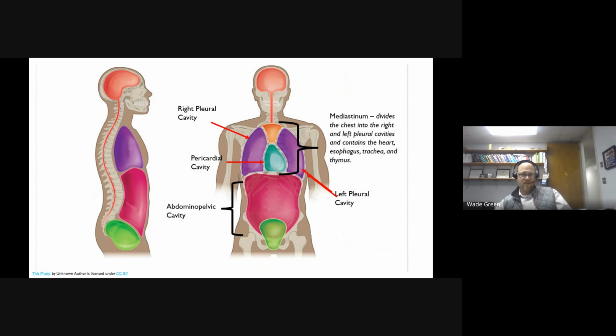This is called the mediastinum. This is what divides the chest into left and right sides, or left and right pleural cavities, rather. And this contains the heart, the superior portion of the esophagus, the trachea, and the thymus. The thymus, as we'll talk about, is a gland that lives right above the heart, that's large in children and actually shrinks as we get older. So the mediastinum contains those organs.